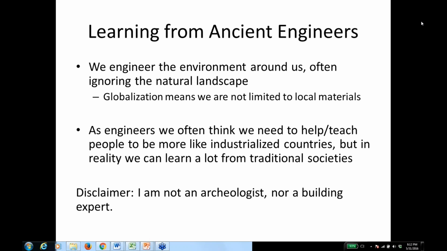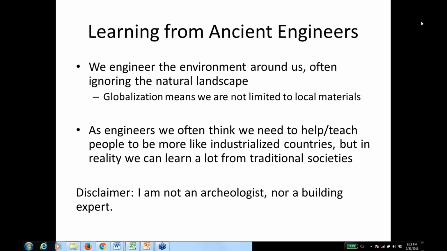And so not only do we engineer the environment around us and tend to ignore the natural landscape, but since we have a globalized world, we're not limited to only using local materials. Essentially, you can get any material from anywhere around the globe shipped to you for your building. You're not limited to using only what's local as people were in ancient societies, so this really changes the way we build as well.